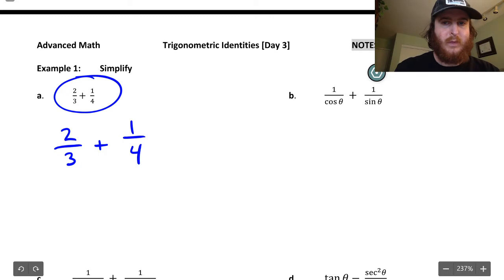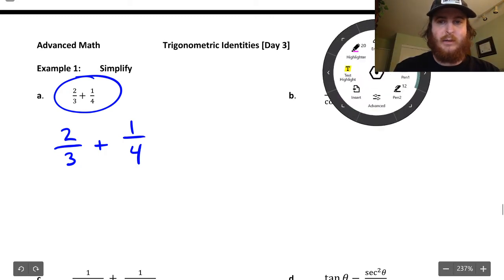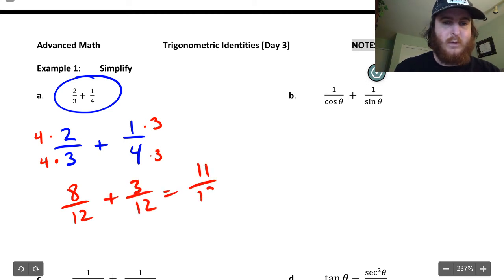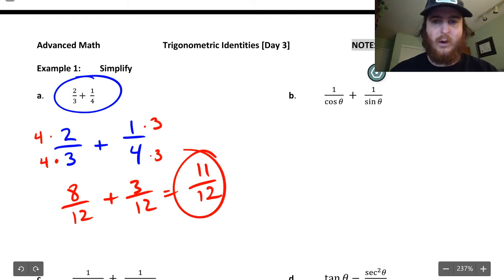Well, we will multiply each term by the other denominator. So times 4 and times 4, and times 3 and times 3, and we get 8 over 12 plus 3 over 12, and we get 11 over 12. So that's something that hopefully we know how to do very, very well. Now, when we get to trig, it's a little bit trickier, but it all starts working out.